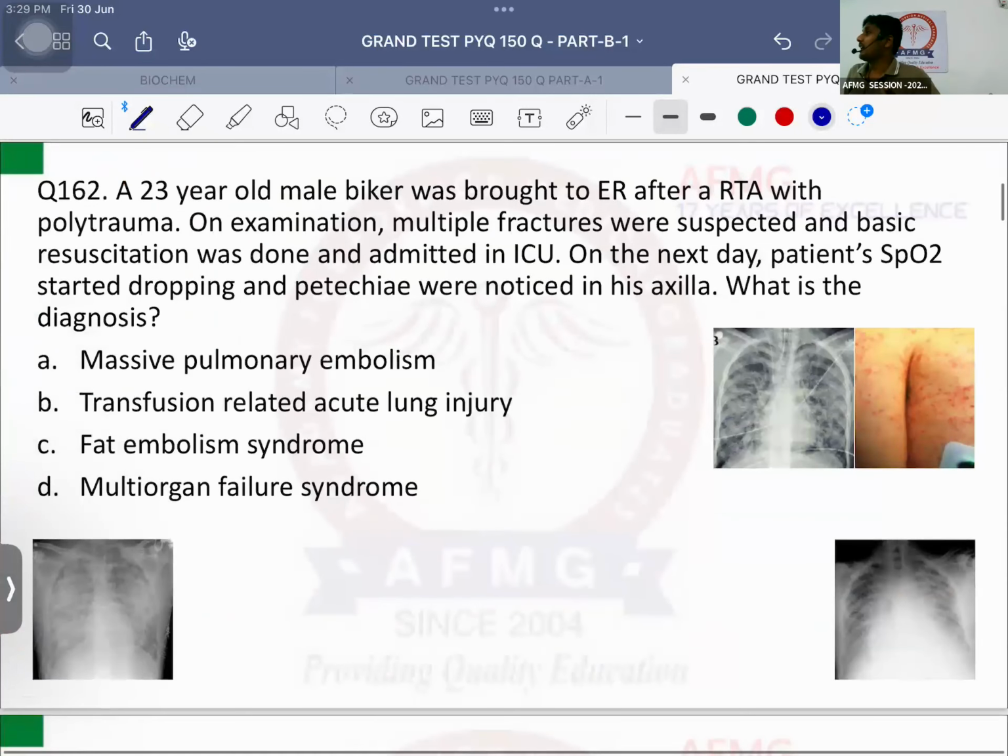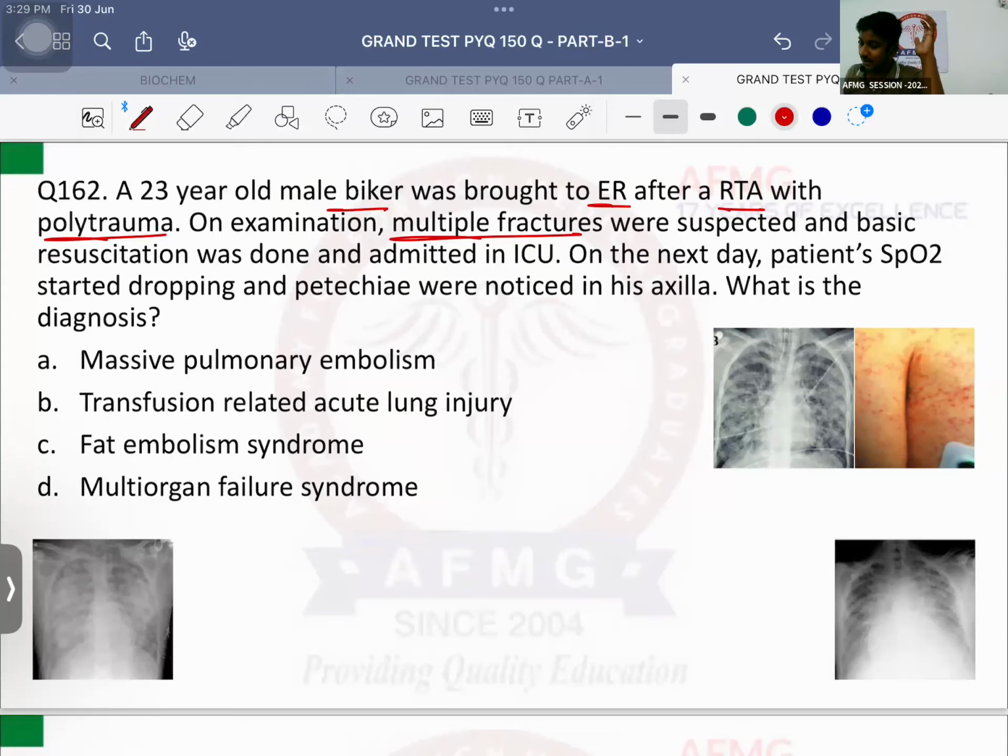Now, rickets में क्या देते हो तुम? Calcium देते हो and vitamin D supplementations देते हो बच्चे में. ठीक है? So those are to be given in a case of rickets. Question number 162. A 3-year-old male biker was brought to the emergency room after a road traffic accident with a case of polytrauma. On examination, multiple fractures were suspected. Basic resuscitation was done, and he was admitted in the ICU. On the next day, the patient's SpO2 started dropping. Saturation of oxygen started dropping, and there were petechiae noticed in his axilla. What is the diagnosis?